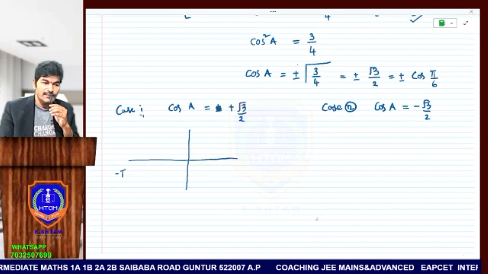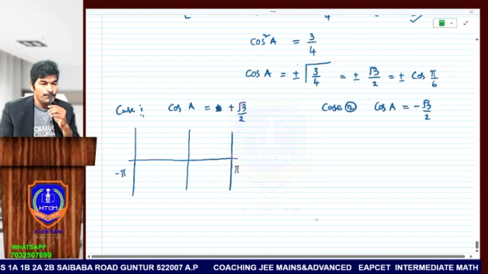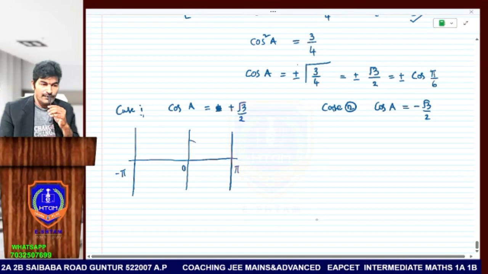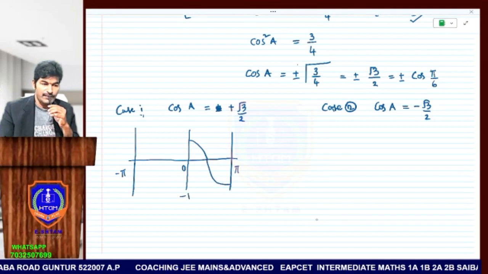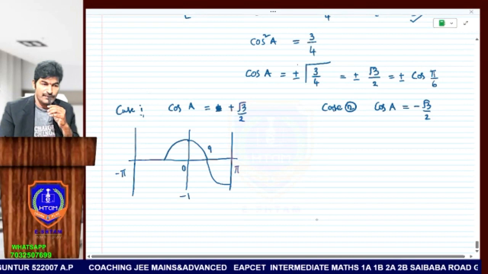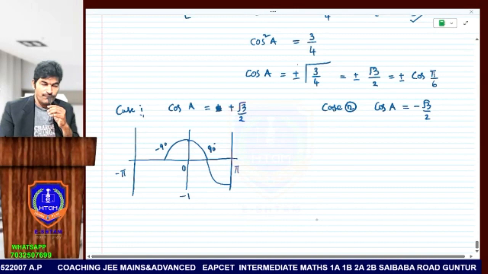The range will be minus pi to plus pi. Consider this range. Cos 0 will be 1. Cos 90 will be 0, and cos pi will be minus 1. Pi will be minus 1. 0 will be plus 1. And this is plus 90, or pi by 2, and this is minus 90.